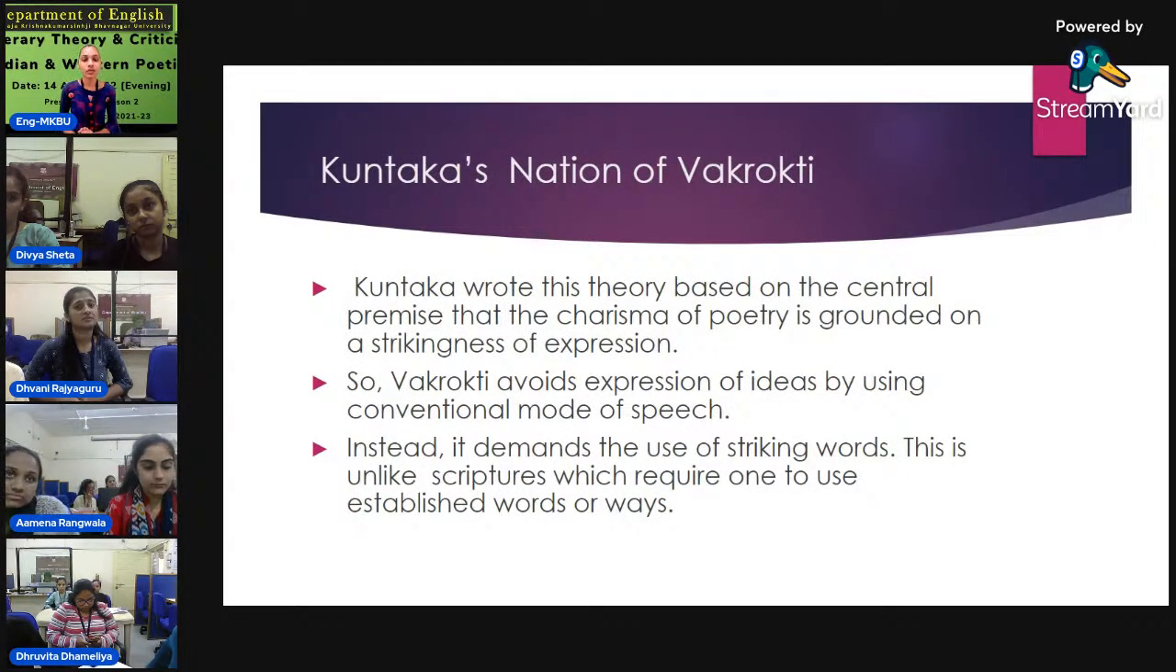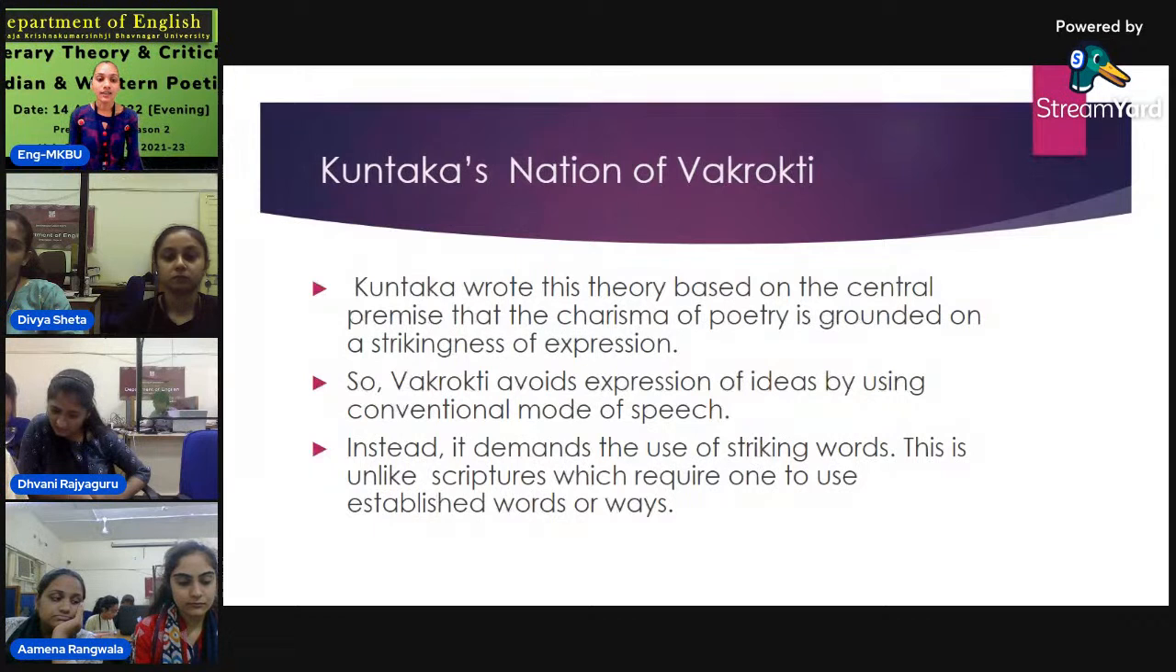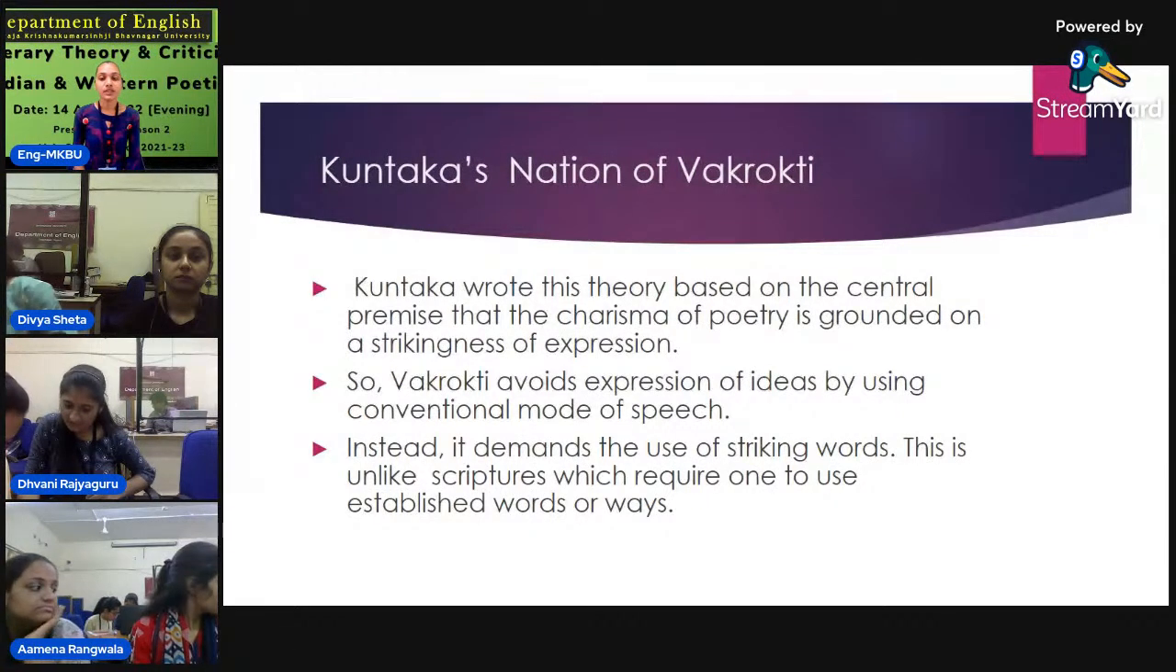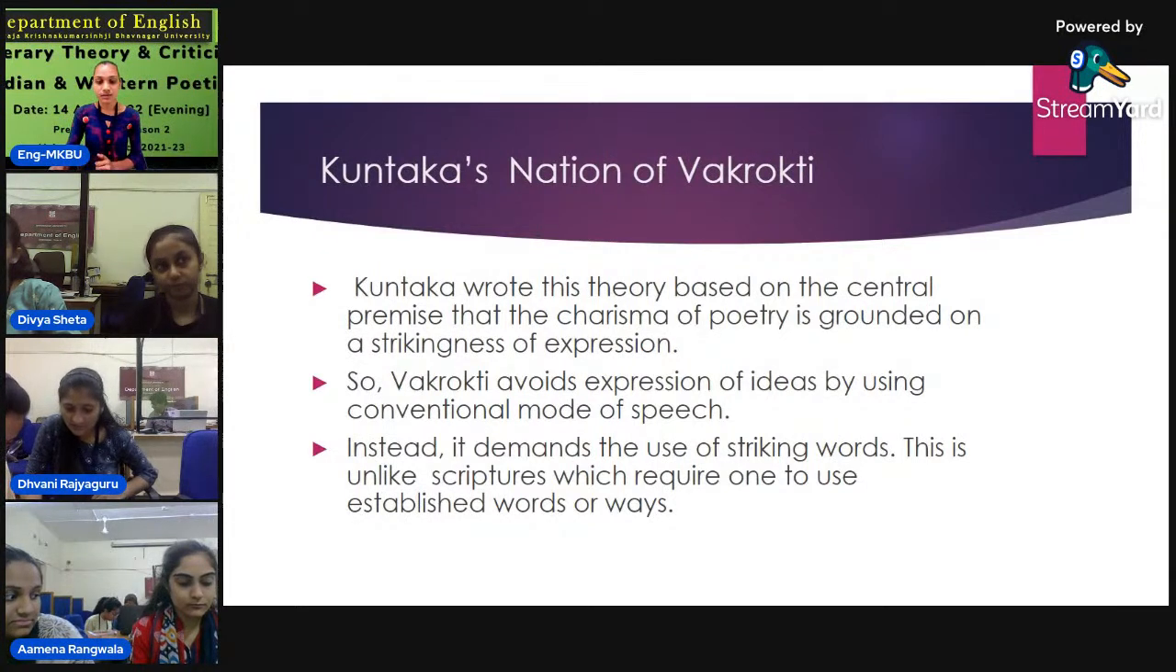Kuntaka's notions of Vakrokti. Kuntaka wrote his theory based on the central premise that the charisma of poetry is grounded on the strikingness of expression. So Vakrokti avoids expressing ideas through a conventional mode of speech. Instead, it demands the use of striking words. This is unlike scriptures, which require one to use established words or ways.